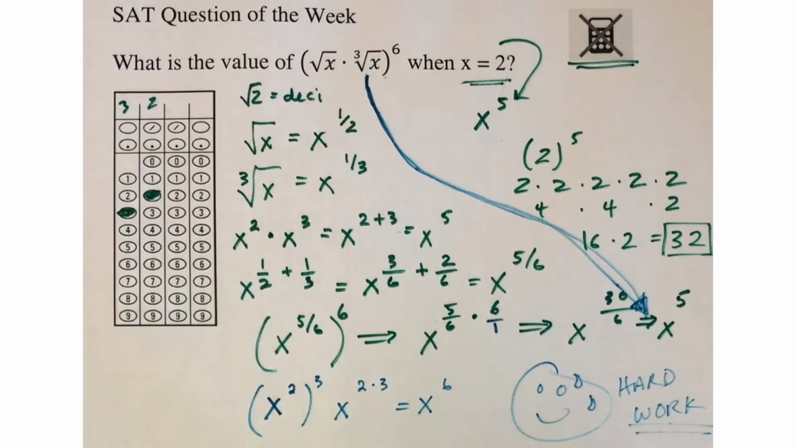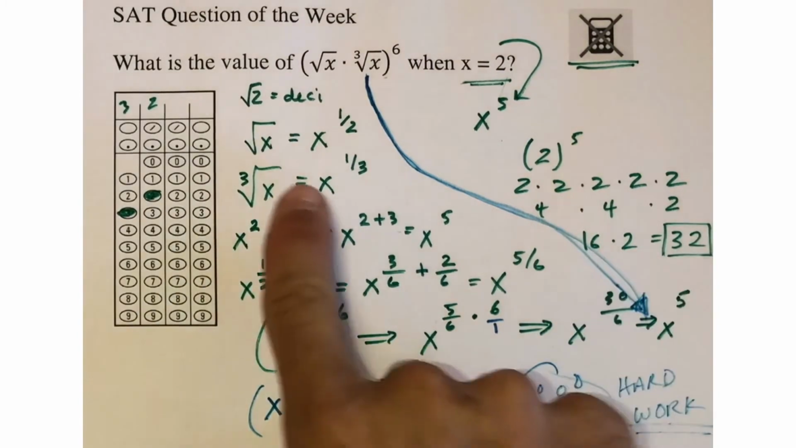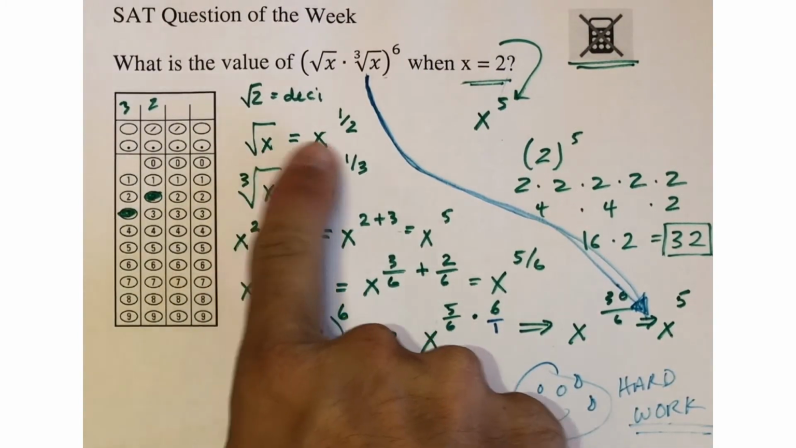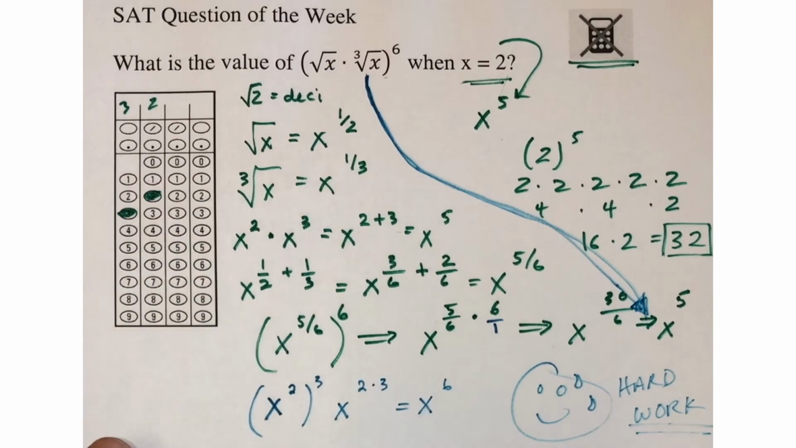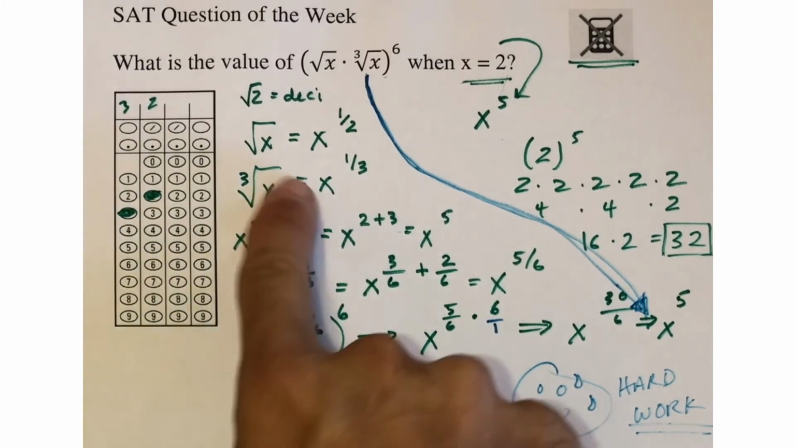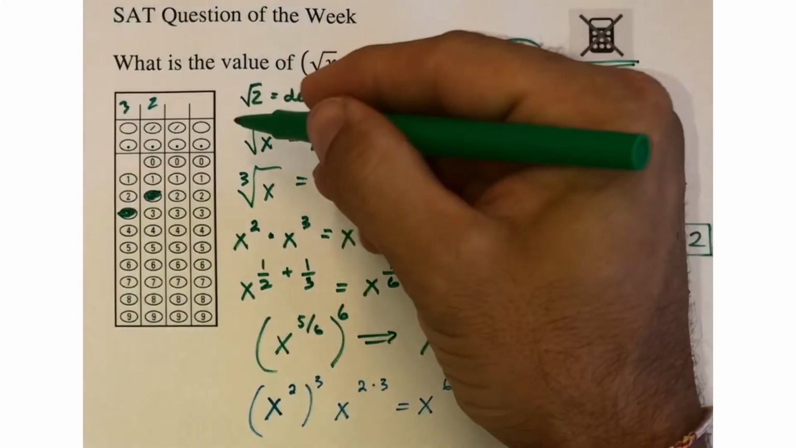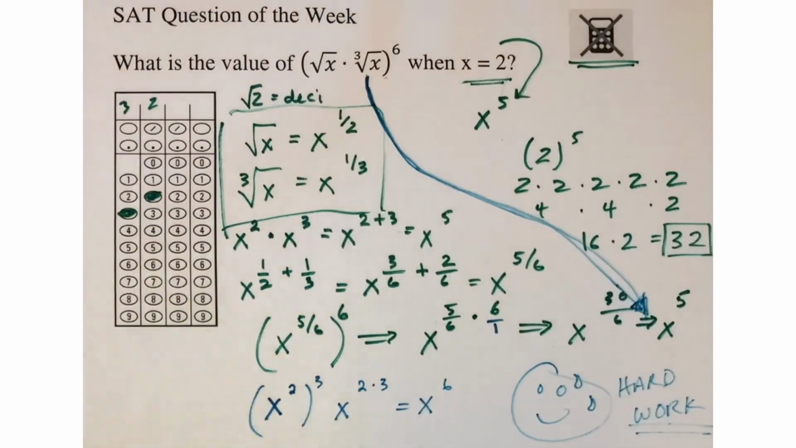Have to change it into something a little bit simpler to work with, and the only way you could do that is with some number manipulation, changing the square root of x to x to the 1/2, changing the cube root to x to the 1/3. That's the key piece right here. This is your key piece that you want to work with.